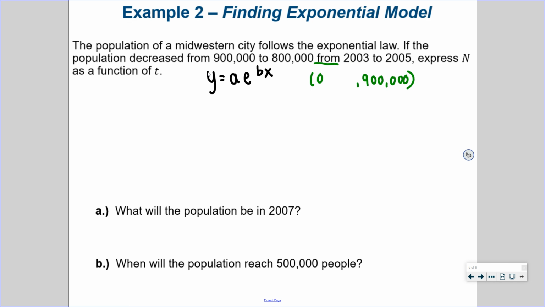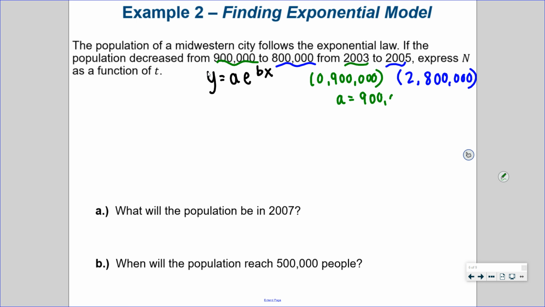Okay. Now, in 2005, the population decreased, so we're going to have exponential decay here. So 2 years since 2003, or 2 years later, now my population is 800,000. So you're really just kind of given 2 points on an exponential graph. We know A is what? 900,000 is our initial amount.